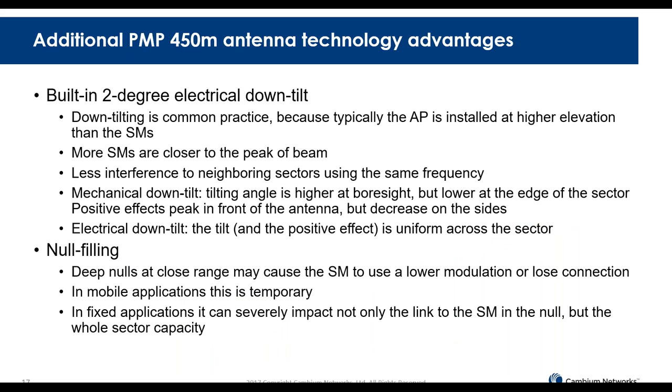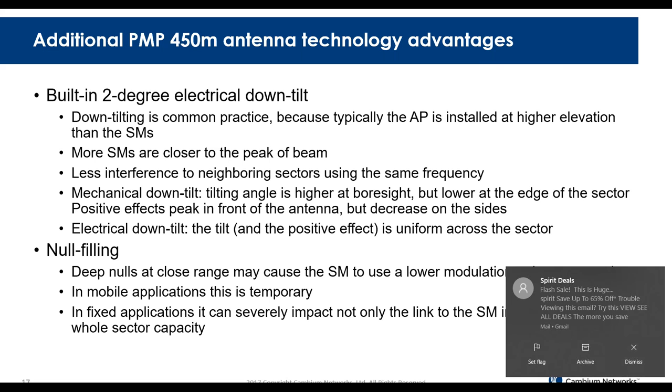The PMP for 50M access point has a very sophisticated antenna, which can be used for massive MIMO, for beamforming, like we discussed. But there are other advantages here that are also important, even maybe less commonly discussed. Here we'll talk about 2 of these: a built-in 2-degree electrical down tilt and null filling. Let's start with the down tilt.